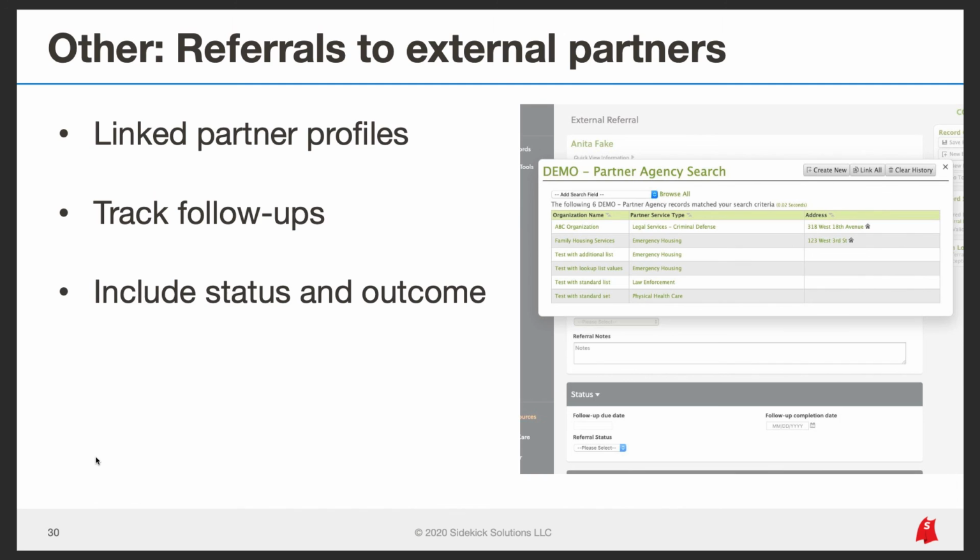You can link referrals to partner programs for clear reporting. So you can actually create a directory of partner agencies and link them to the referrals that you're making, and that can improve data quality and reporting. You can also track follow-ups, status, and outcome of a referral.